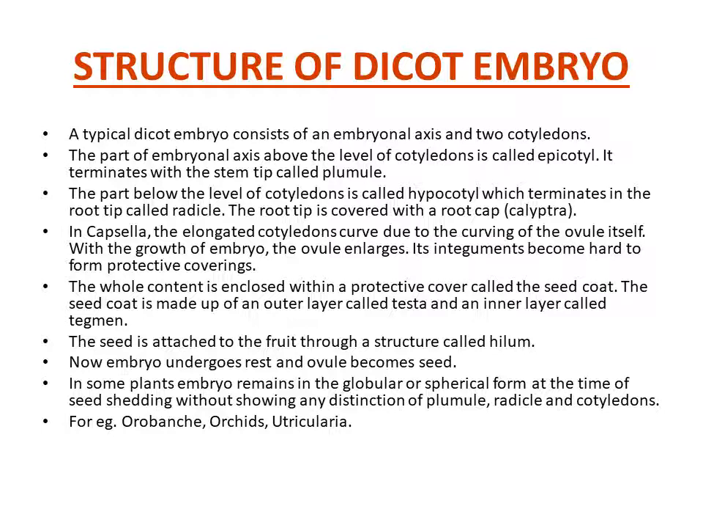In some plants, the embryo is globular or spherical in form, without any differentiation into plumule, radicle and cotyledon. For example, Orobanche, orchids, Utricularia.